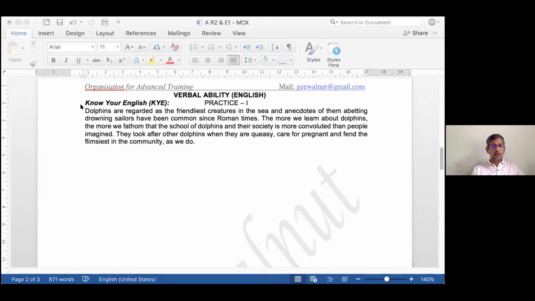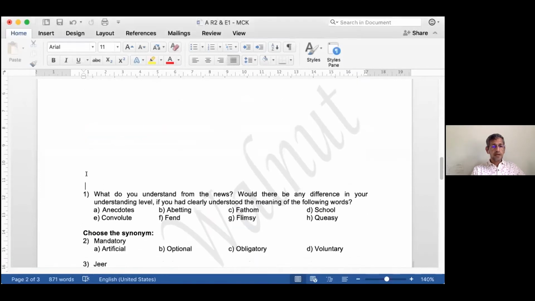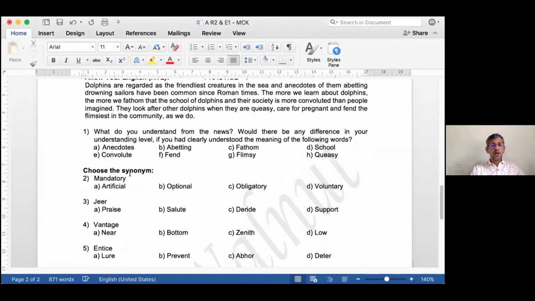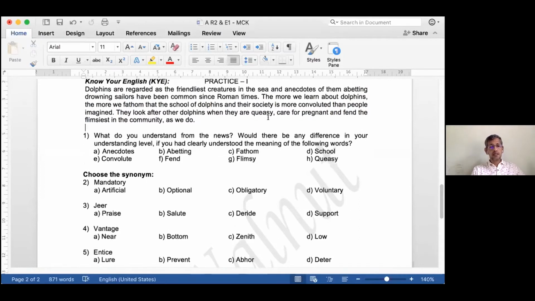All right, we'll go down and see what exactly they have given here. So this paragraph, this is what exactly they have asked us. What do you understand from this news? It's a news item actually. And would there be any difference in your understanding level if you had clearly understood the meaning of the following words? The following words are anecdotes, abetting, fathom, school, convolute, fend, flimsy, and queasy. Now that you know the meaning of all these words, if you look back at that paragraph, definitely your understanding level has increased. It could be 2 times or 3 times what you had in the beginning, right? So the understanding level is totally different.